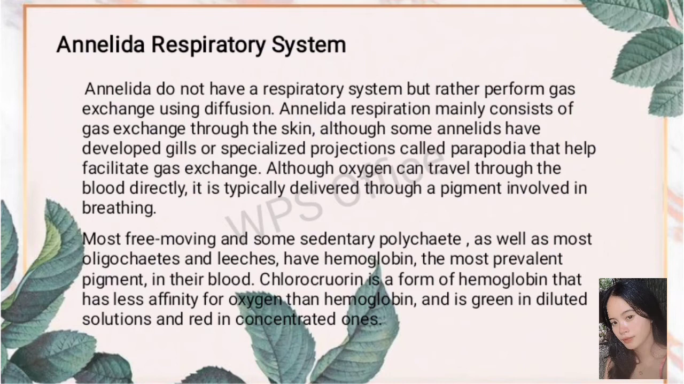Although oxygen can travel through the blood directly, it is typically delivered through a pigment involved in breathing. Most free-moving and some sedentary polychaetes, as well as most oligochaetes and leeches, have hemoglobin, the most prevalent pigment in their blood. Chlorocruorin is a form of hemoglobin that has less affinity for oxygen than hemoglobin, and is green in diluted solutions and red in concentrated ones.